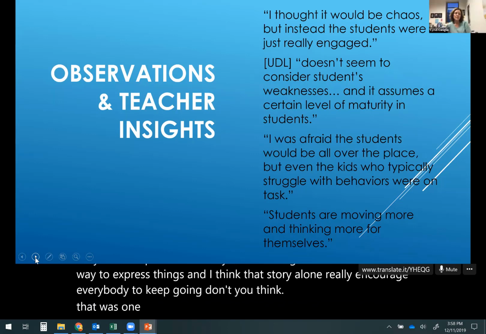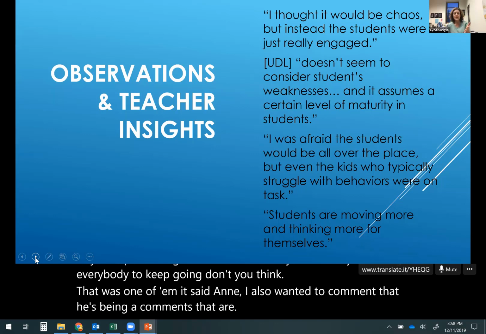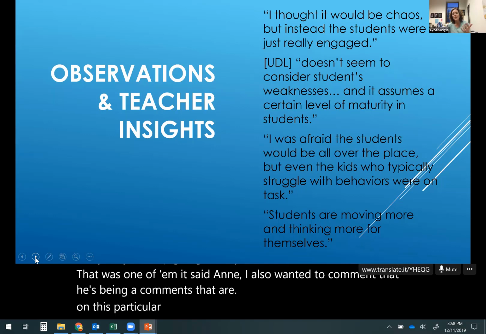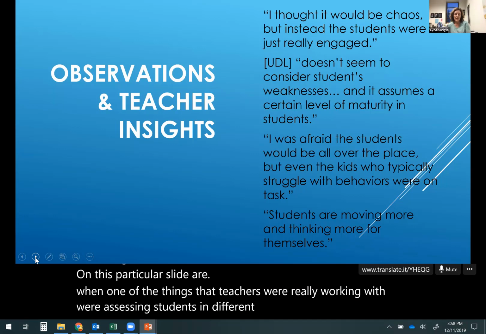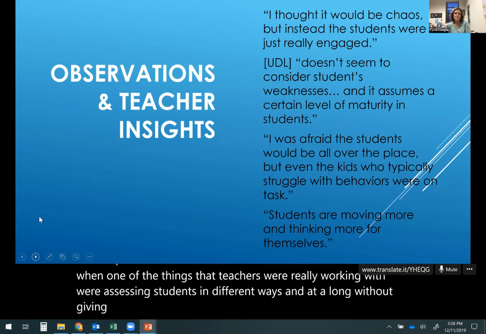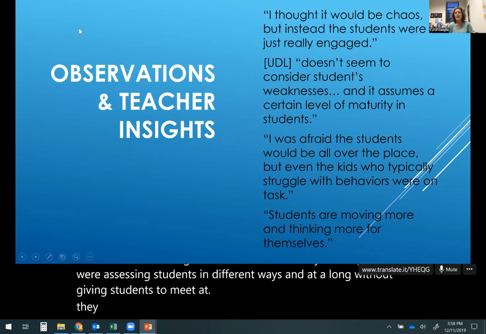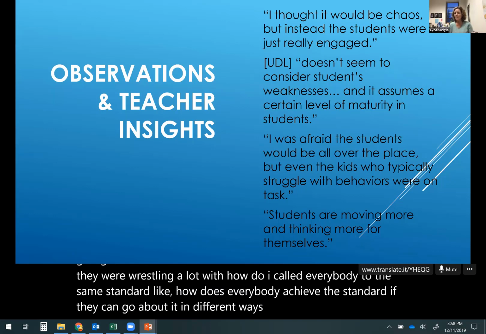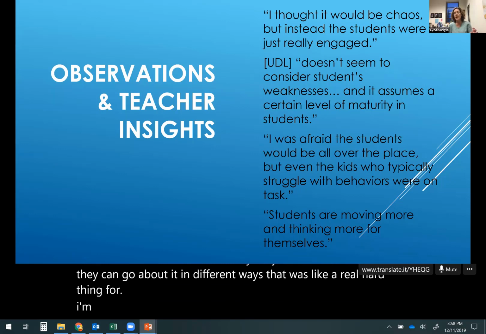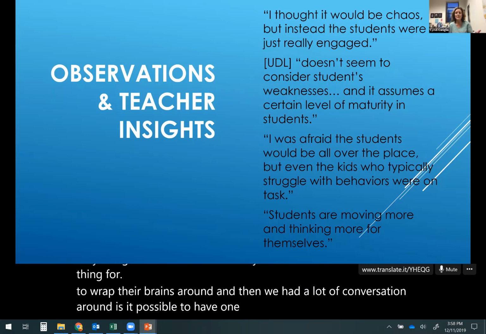It did. And I also wanted to comment that these comments on this particular slide are one of the things that teachers were really working with: assessing students in different ways, and along with that, giving students standards to meet. They were wrestling a lot with, how do I hold everybody to the same standard? Like, how does everybody achieve the standard if they can go about it in different ways? That was a real hard thing for them to wrap their brains around. And we had a lot of conversation around, is it possible to have one grading rubric, yet have students come to it from different ways?